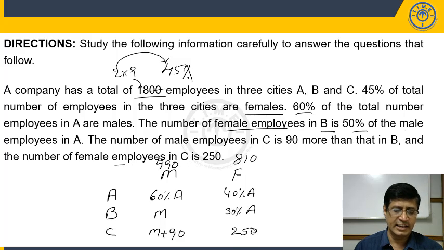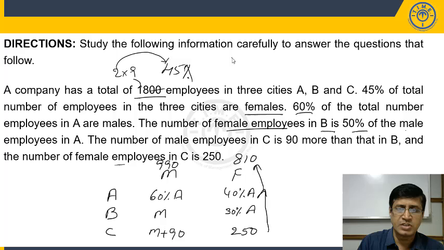So this is the data given. Just observe this table and simplify, and you will get complete information. It's very simple: 40% of A plus 30% of A plus 250 is equal to 810. So 40% of A plus 30% of A means 70% of A. Just add all these values and equate it to 810. So 70% of A plus 250 is equal to 810.